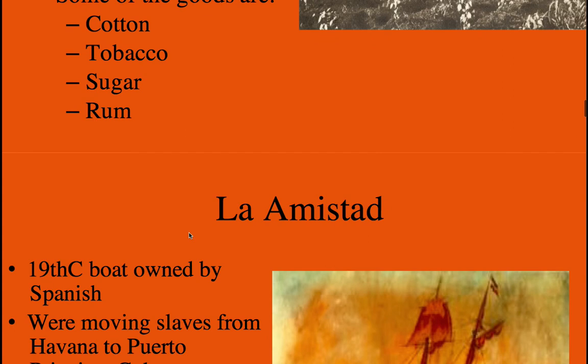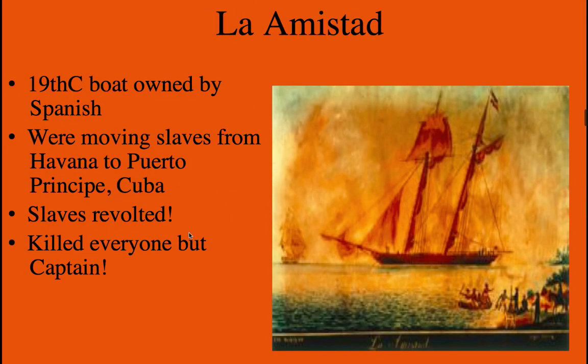So we're going to look at La Amistad. The film is going to be about what actually happened upon this ship. La Amistad was a 19th century boat. It was a schooner, to be exact, and it was owned by the Spanish. They already had slaves from Sierra Leone, which is in western Africa, and they brought them to Havana, Cuba. Then they put them on the ship, and they were going to transfer them to Puerto Principe.